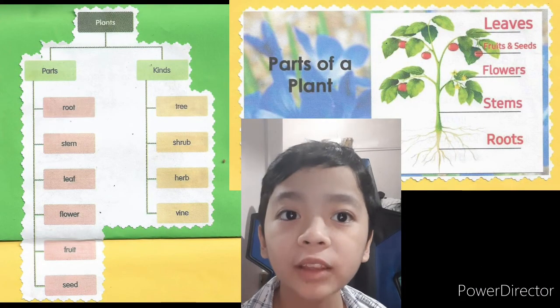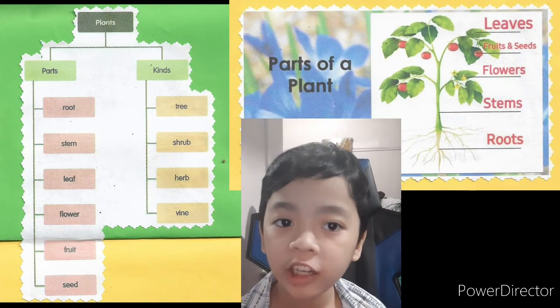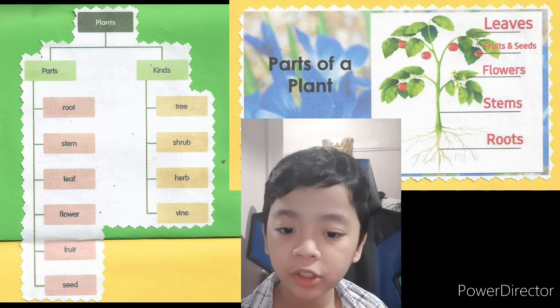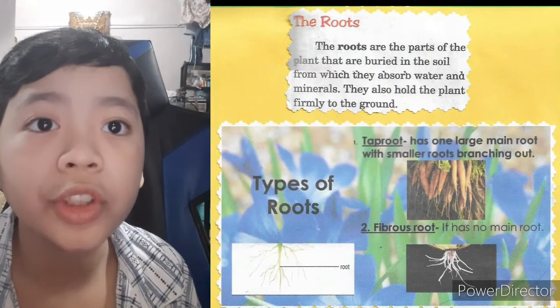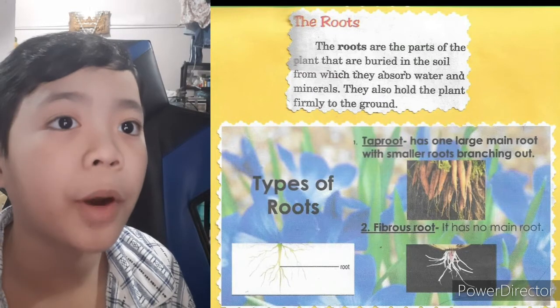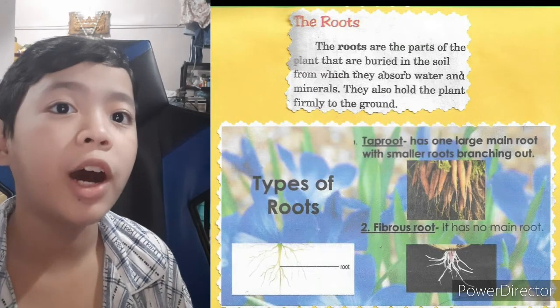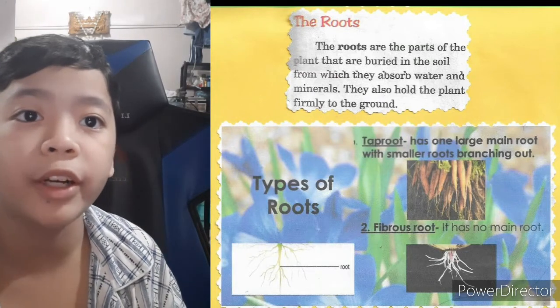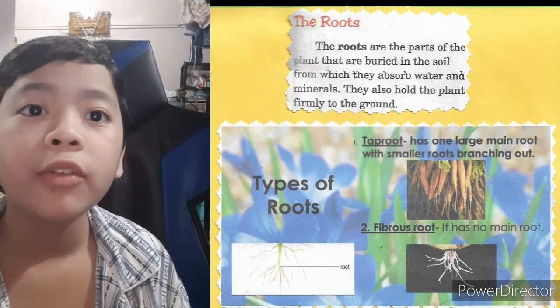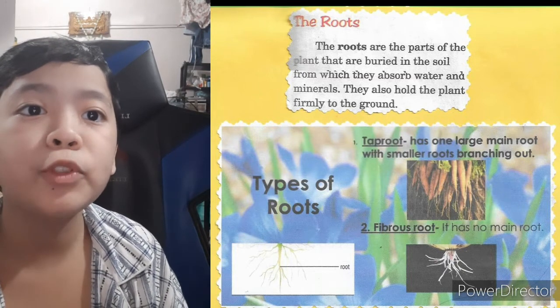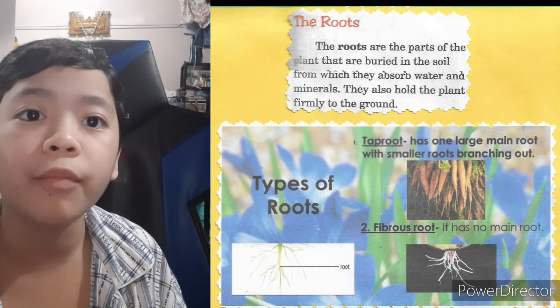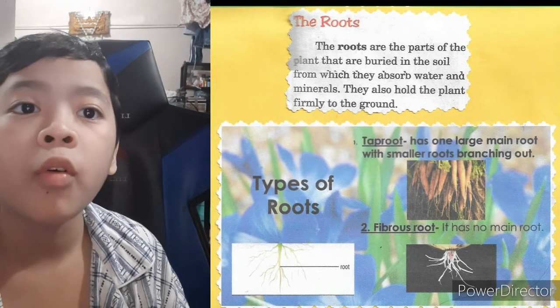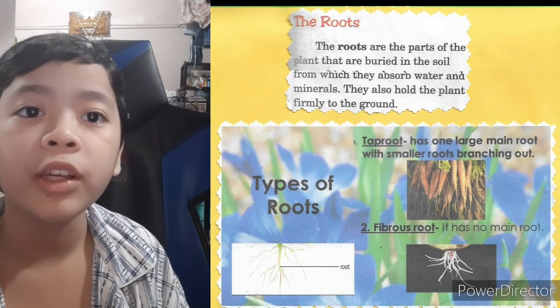Parts of the plant: root, stem, leaf, flower, fruit, seed. The roots. The roots are the parts of the plant that are buried in the soil, from which they absorb water and minerals. They also hold the plant firmly to the ground.